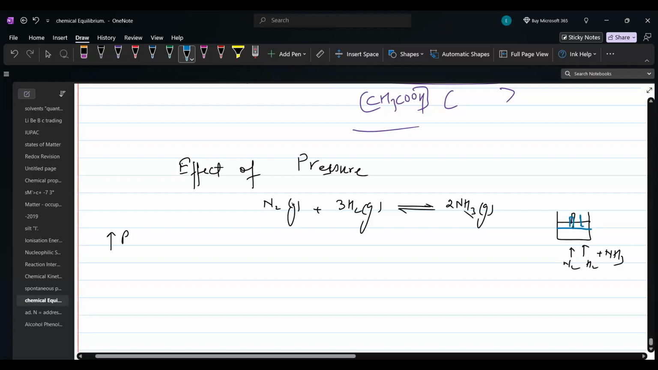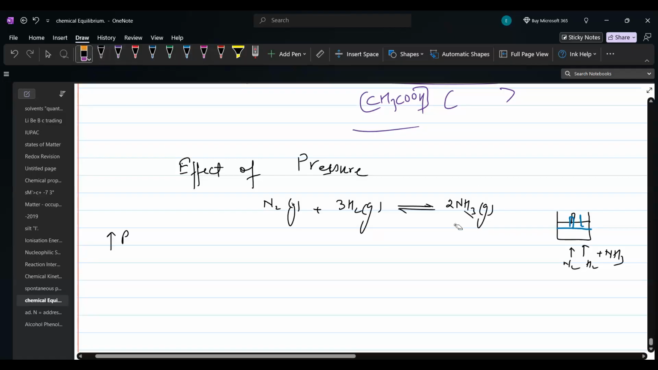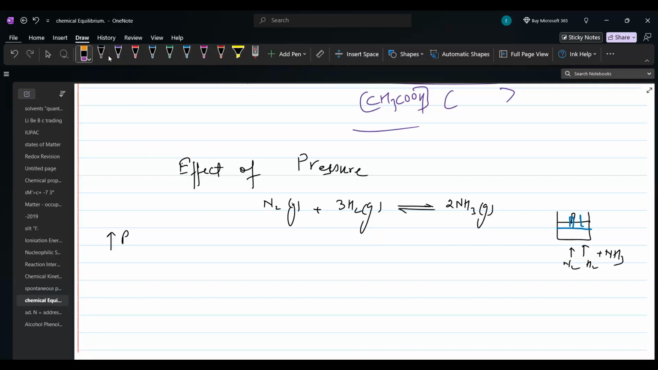Now this is the position of the piston, and the pressure has been increased. Please comment whether the reaction will go in the forward direction, or in the backward direction, or no change will happen. Will nitrogen and hydrogen start reacting more and form more ammonia, or will ammonia start dissociating into nitrogen and hydrogen?